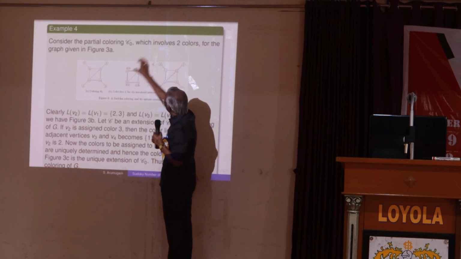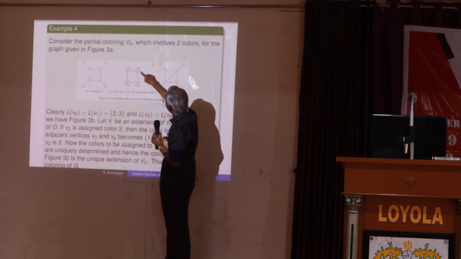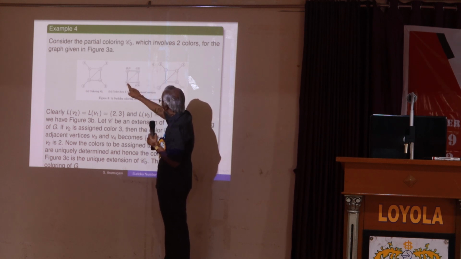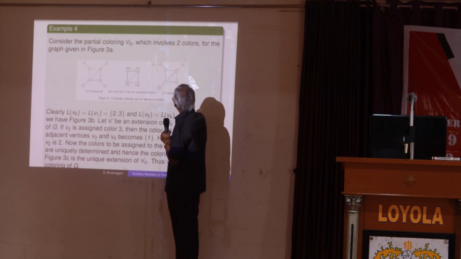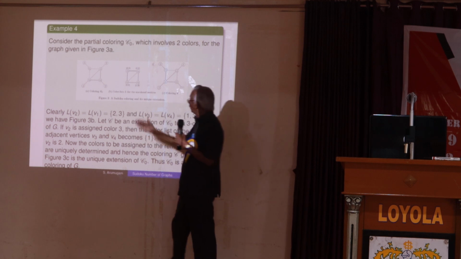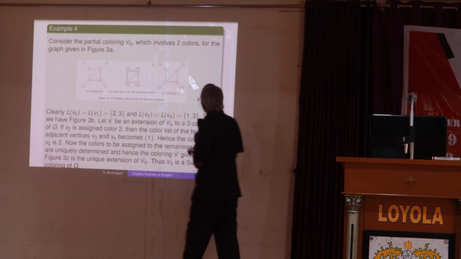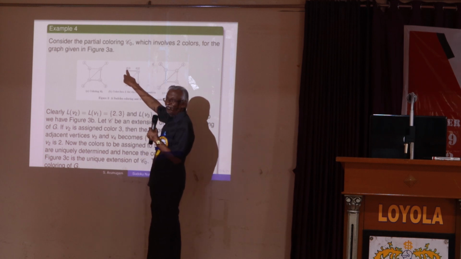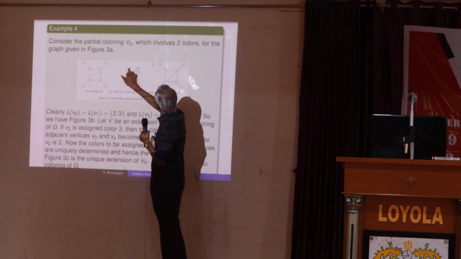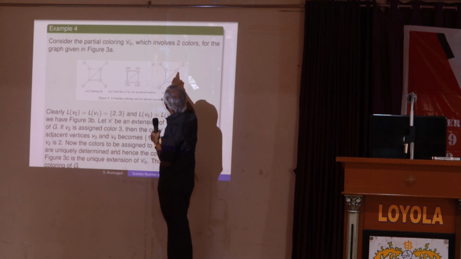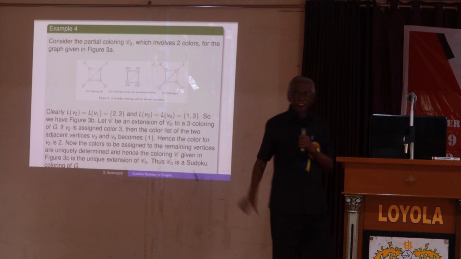Why? Suppose you give 2 here, then this 2 goes away. So this will become 3. So if this is 2, this will become 3. So what is the color for this now? 1. So what's the color for this now? 1? Not colorable, because 1 is already used, 3 is already used. So you cannot give 2 here. If you give 2 here, you get a contradiction. Therefore, you must give 3. Once you give 3 here, this 3 goes away, it becomes 2. This 3 goes away, it becomes 1. And it's uniquely colorable. This is a Sudoku coloring.